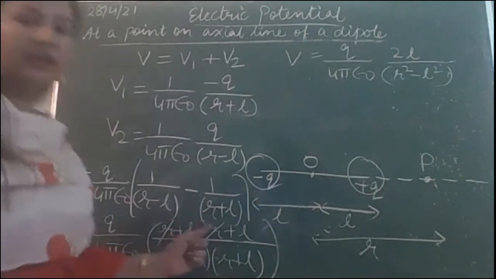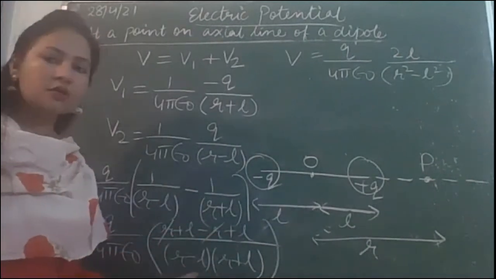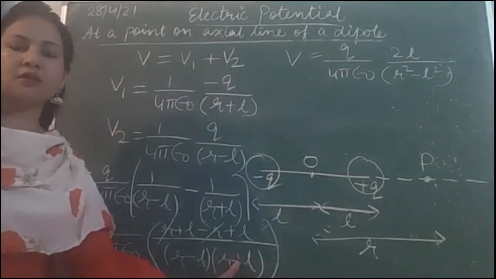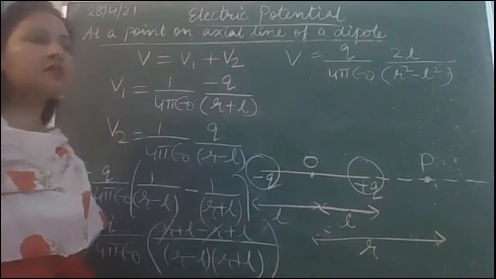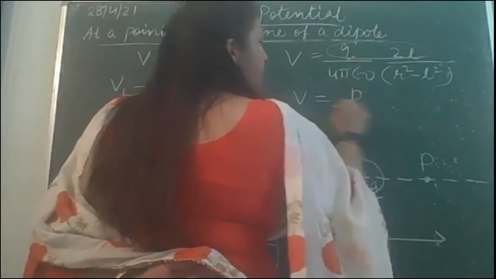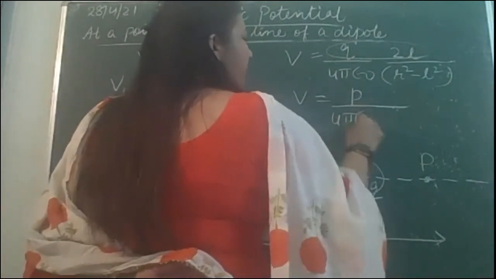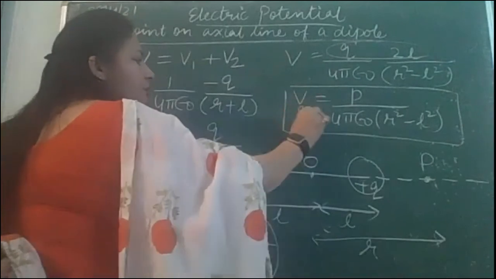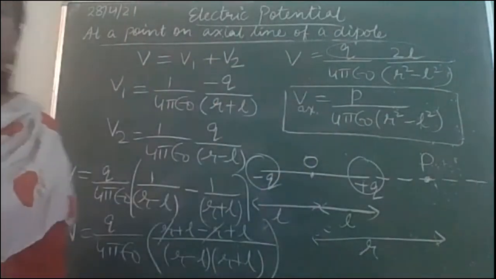Solving this, this is what is coming: 2L over R square minus L square. You have applied A plus B into A minus B, that is A square minus B square. Now see what do we get here? Q into 2L. What is this Q into 2L? That is dipole moment P. So P over 4 pi epsilon naught into R square minus L square. So this is the potential at a point on axial line of dipole.